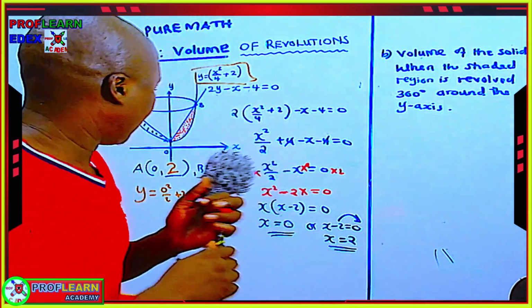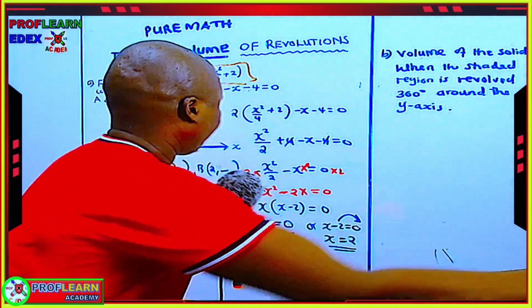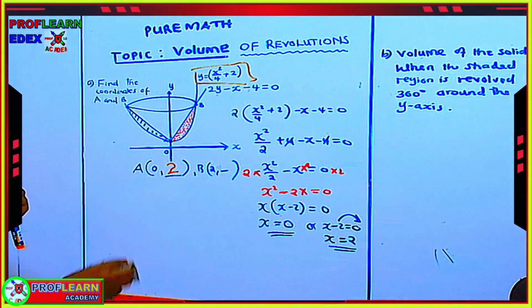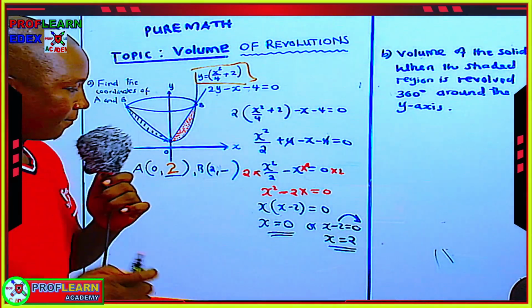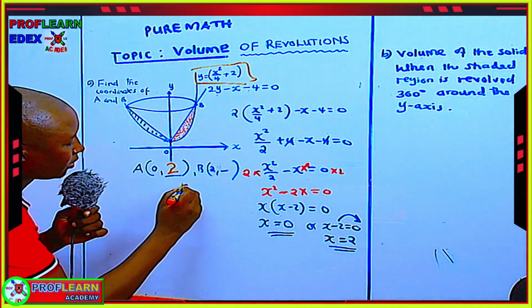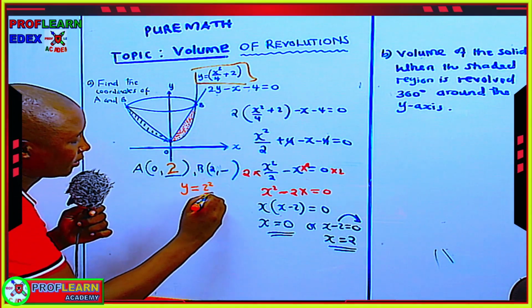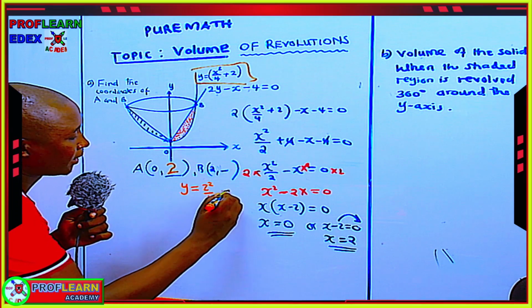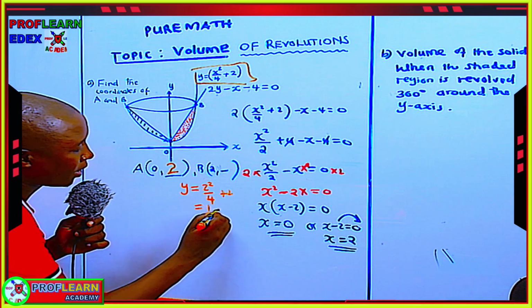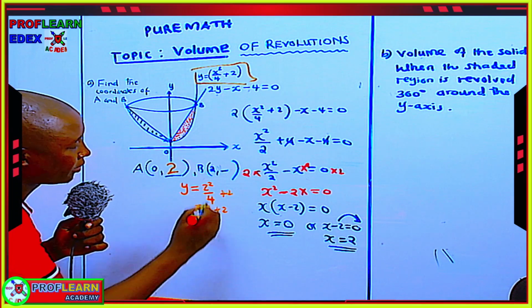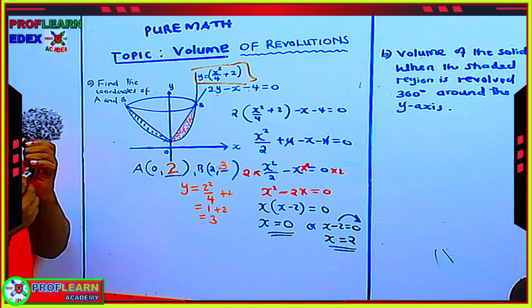For us to find the value of y in B, we are going to say y is equal to 2 squared over 4 plus 2, and that is going to be 1 plus 2, and that will be 3. So this value here is going to be 3.